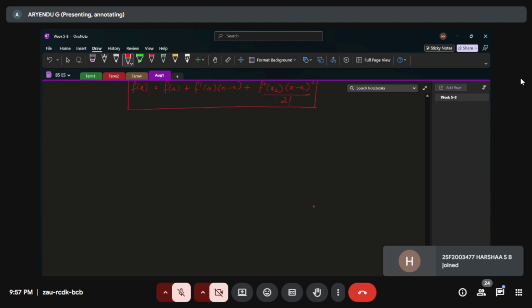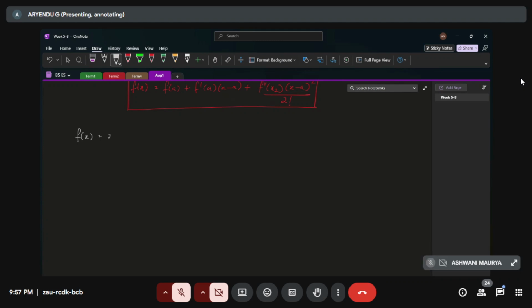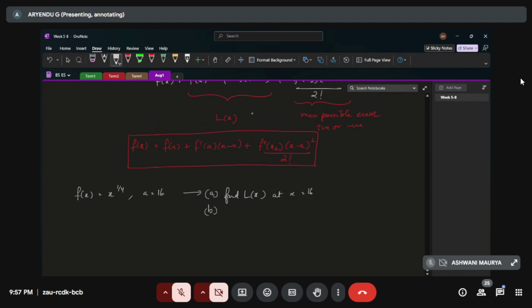And we will do an example for f of x is equal to x to the power of 1 by 4. And we will be given a value of x is equal to a. Let us say we are given as 16. And then we'll be asked like this, find the linear approximation of the function at x is equal to 16. And then we will also be asked to find the maximum possible error.